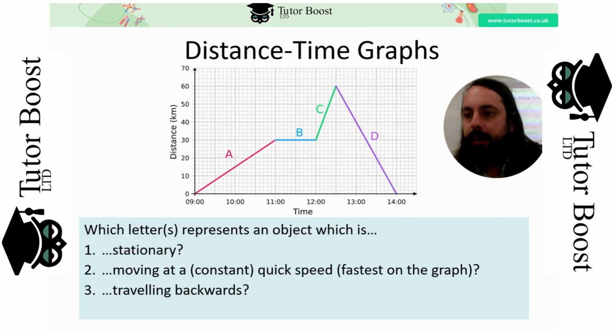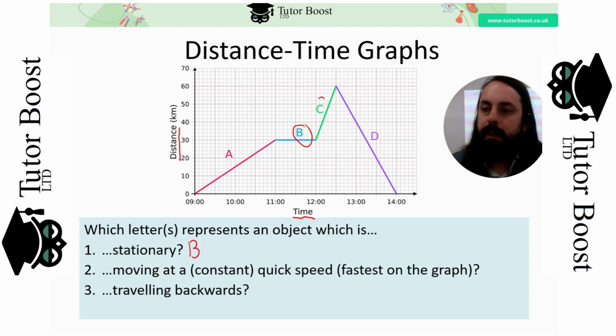Okay, so let's have a look at distance time graphs. Which letter represents an object which is stationary? Remember that in distance time graph, as the name indicates, we got distance versus time. We're representing distance and time. So for an object to be stationary, it must not move. The distance must not increase. The only letter that corresponds to that is B. So the object is stationary at B. Now, moving at a constant quick speed, so the fastest on the graph, that would be C.